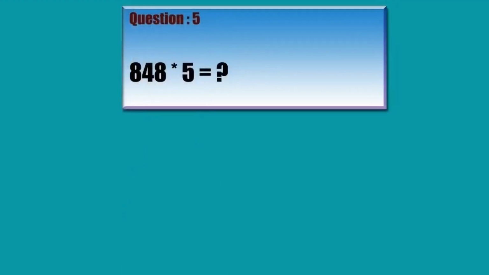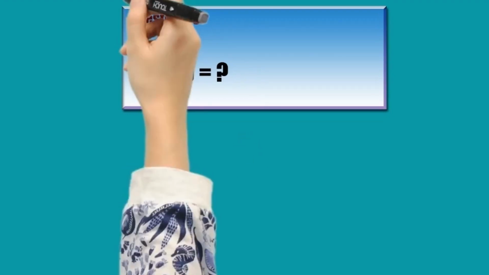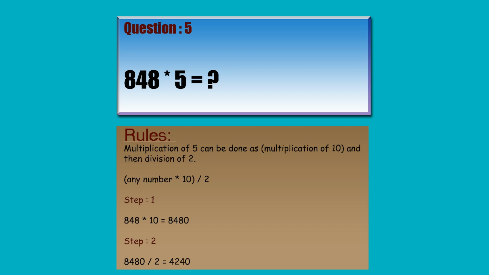848 times 5 is what? Multiplication of 5 can be done as multiplication of 10, and then division of 2.